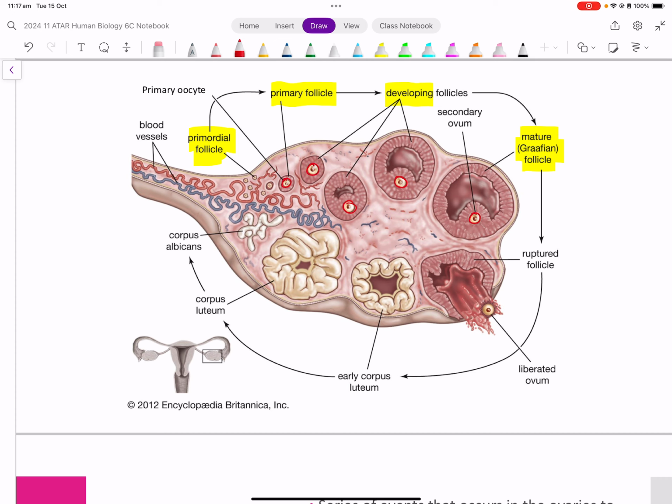Now, at the end of this process, we can see this follicle coming all the way around. We can see that the follicle itself ruptures and the ovum is released. So what we're going to be having a look at today in this ovarian cycle is what I've circled in red here: this process of oogenesis, what happens to these oocytes, and also what happens to these follicles in the ovary over that 28-day period.